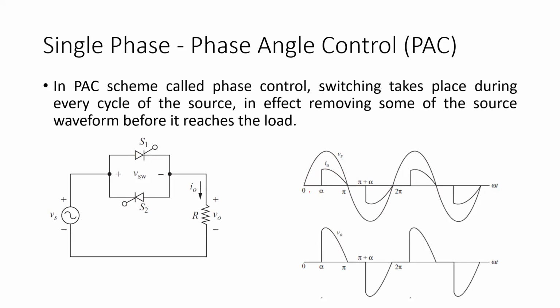So let's say you turn on this S1 at alpha angle. Up to alpha, the circuit will not conduct. Up to alpha, this circuit will not conduct. This will be 0 V up to alpha.